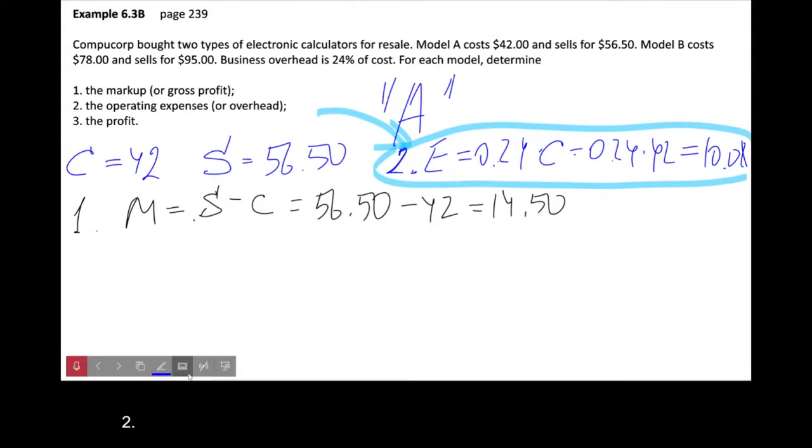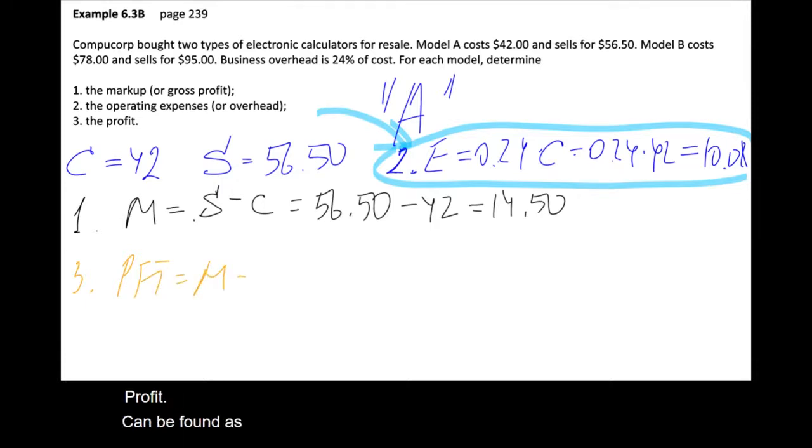Okay. And number 3, profit. Profit can be found as markup minus expense. So 1450 minus 1008. What is it? 442, right?